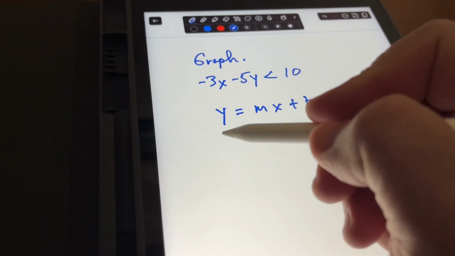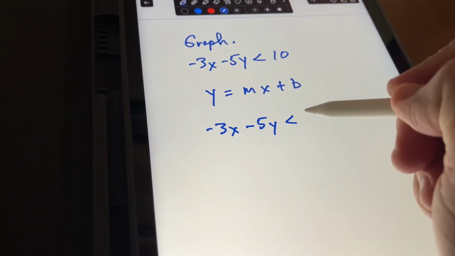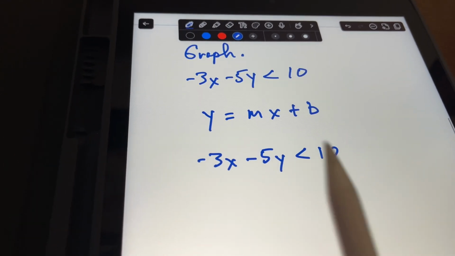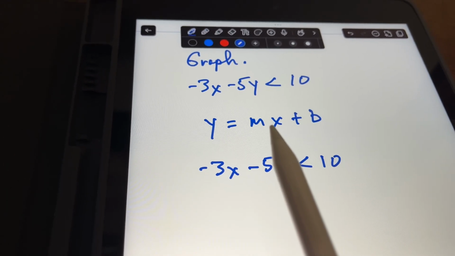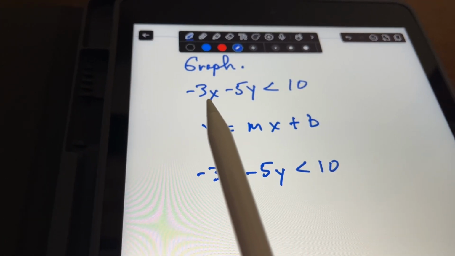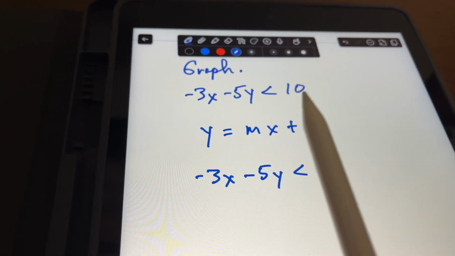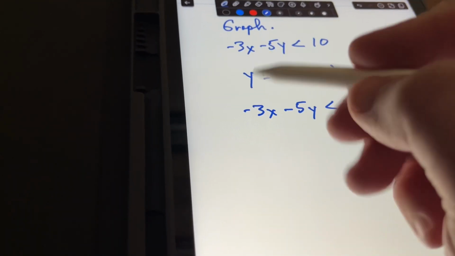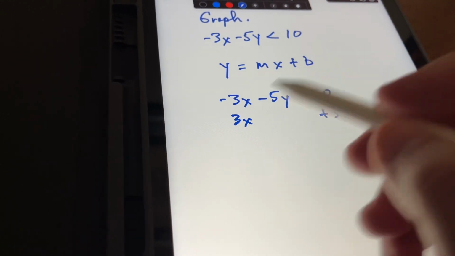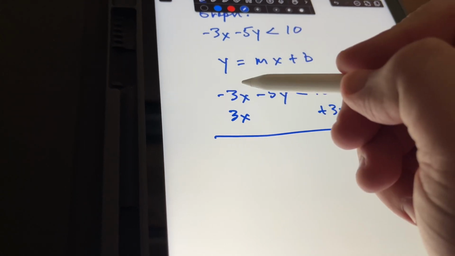So let me recopy this. So there you go. This is what I have. So you'll notice that the x on this is on the right side of the equal sign, but our x is on the left side of this symbol. So we need to get this over there. So the mathematical way to do that is to add 3x to both sides. And that's going to cause those to cancel.